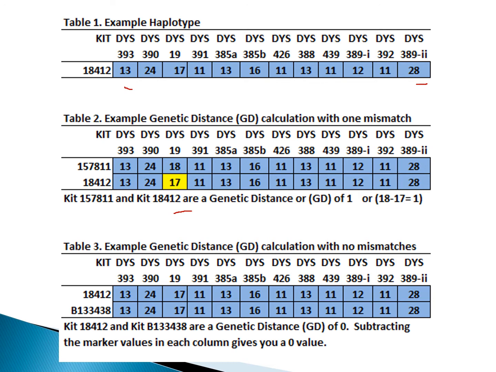Now in table 3, kit 18412 and B1333438 all have the same numbers, so we would say they are a genetic distance of 0. You would subtract all the numbers, and add up to a value of zero. Now, a genetic distance of 0 at higher testing levels might suggest a close relationship. At the Y-DNA 12 marker level, it could be a relationship several thousands of years ago.